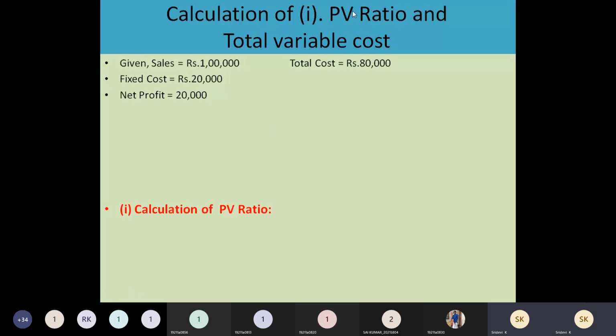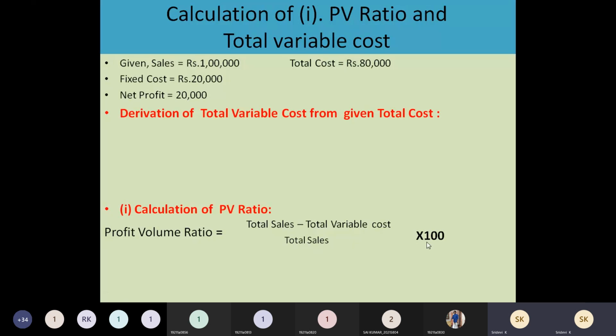So we need to calculate the PV ratio. Now, what is the formula to calculate the PV ratio? Let us take the formula first. PV ratio is equal to total sales minus total variable cost, divided by total sales, into 100. Here the division line is missing, but take it as divided by. So first we have to derive the total variable cost. From where are you going to get this? You use the total cost formula.